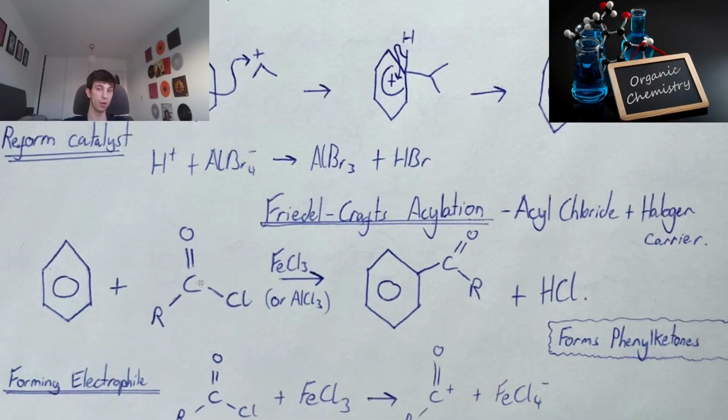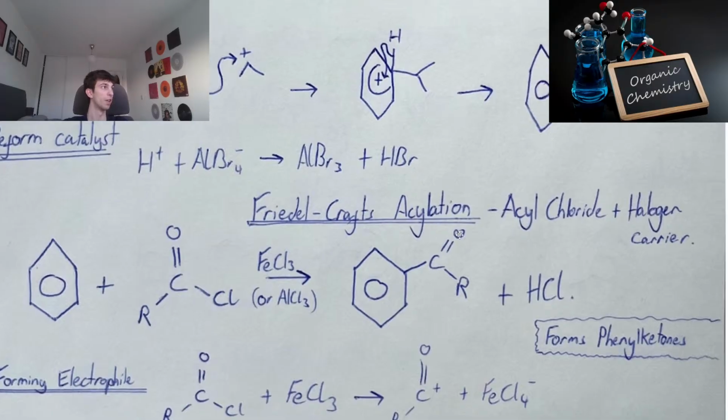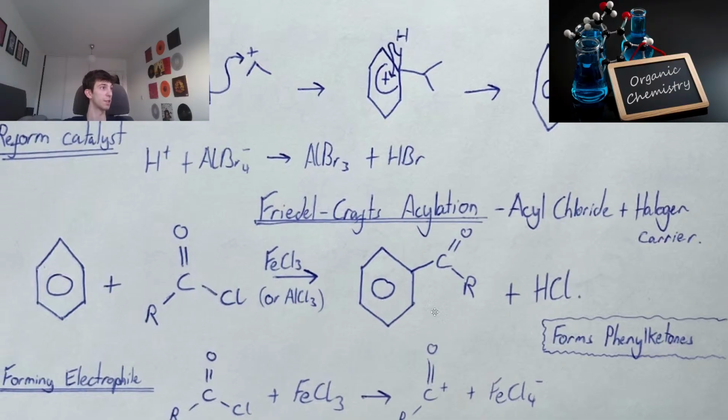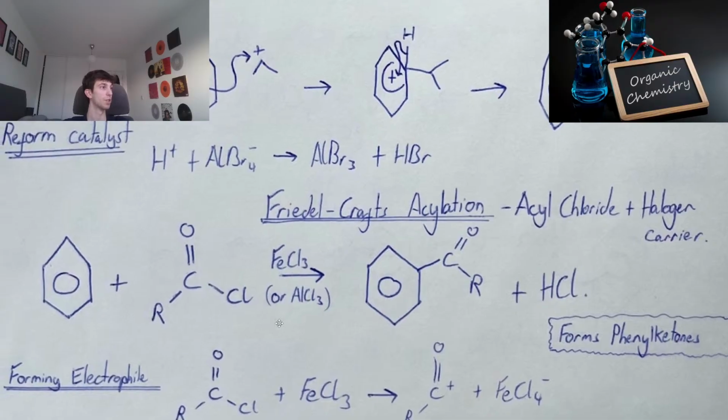So we have our benzene to start off with, reacting with the acyl chloride. This R is just an alkyl group. We go through iron trichloride or aluminium trichloride. We form our phenyl ketone and we have HCl. That's the overall equation. Now let's go step by step.